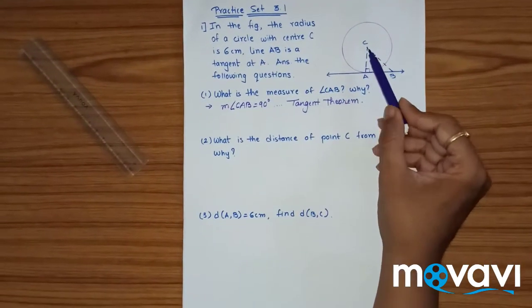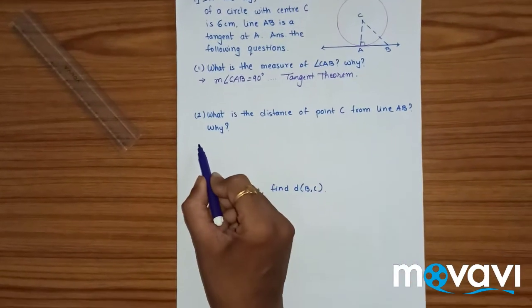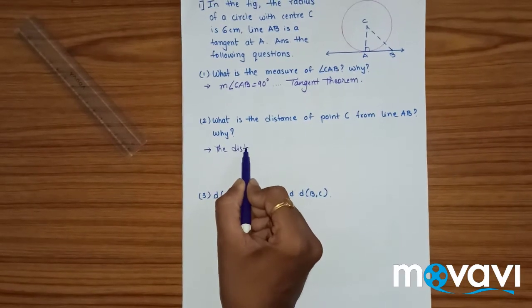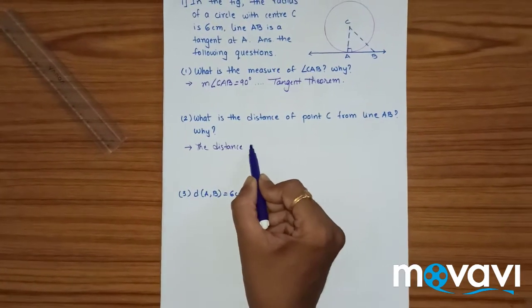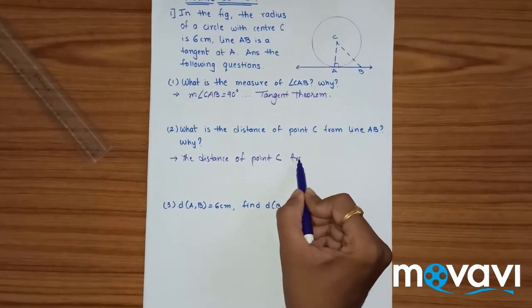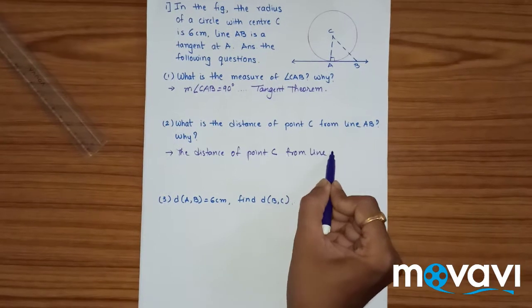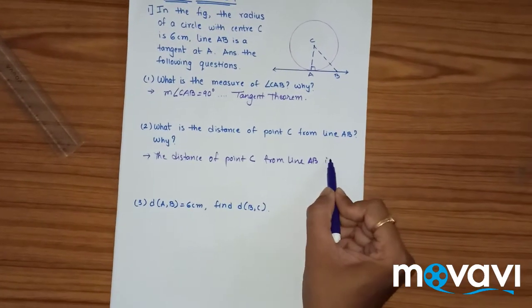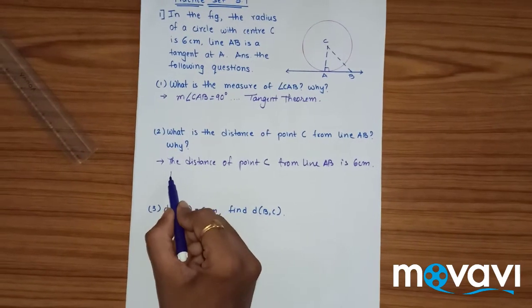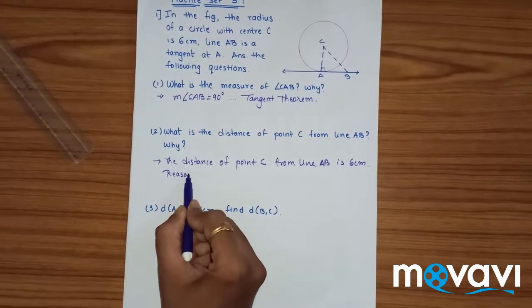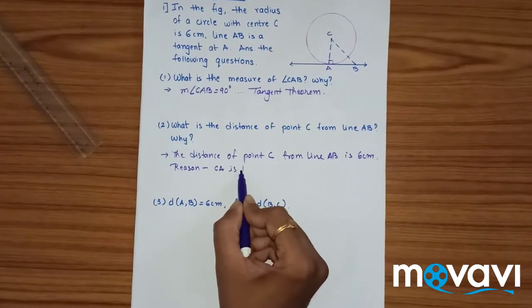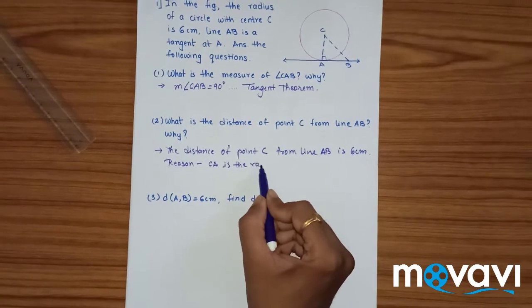So what is the distance? The distance is 6 centimeter. Write down the distance of point C from line AB is 6 centimeter. Reason they have asked. Reason will be CA is the radius of circle.